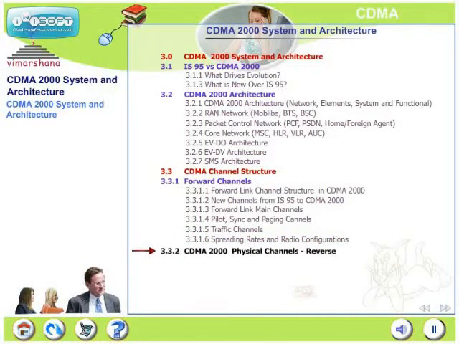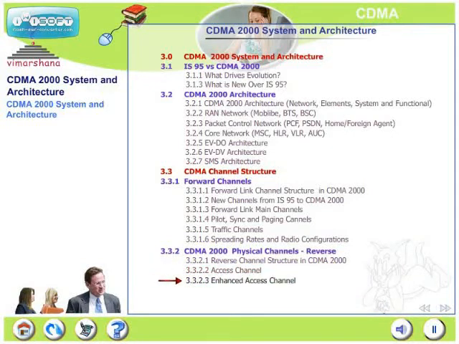Then we will move on to reverse channels. What's the structure of reverse channels in CDMA 2000? The access channels, the enhanced access channel, traffic channels, and a comparison between forward and reverse channels. Okay, let's move on and learn more about the CDMA 2000 system and architecture.